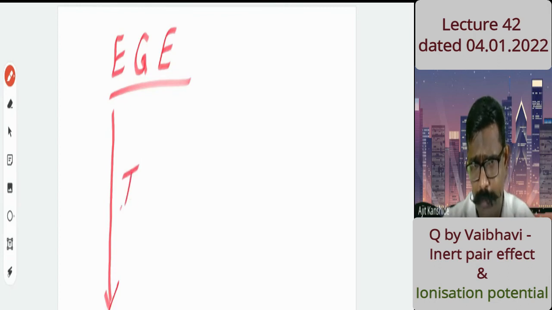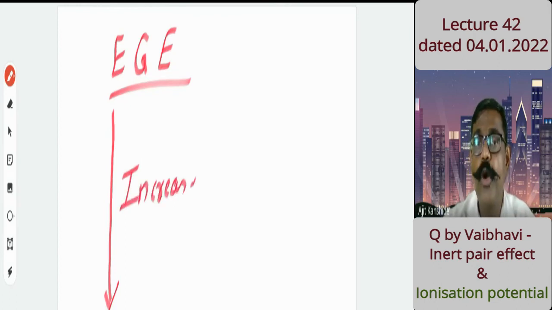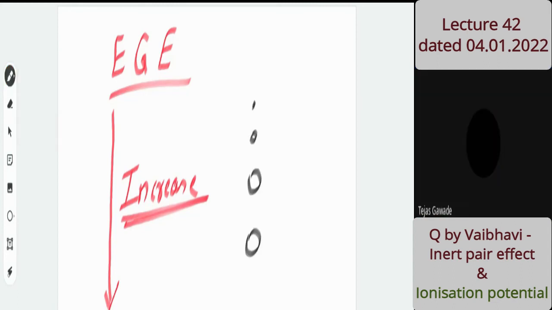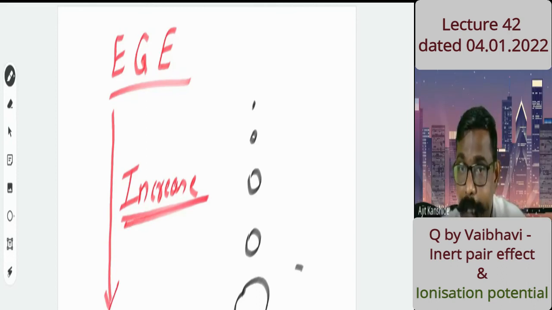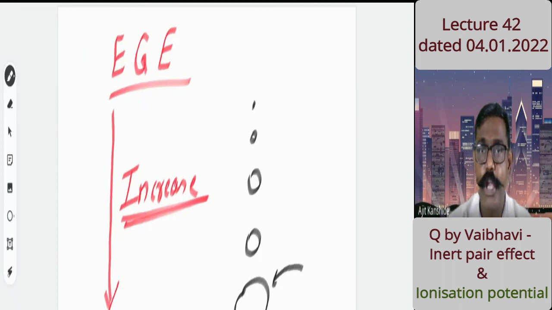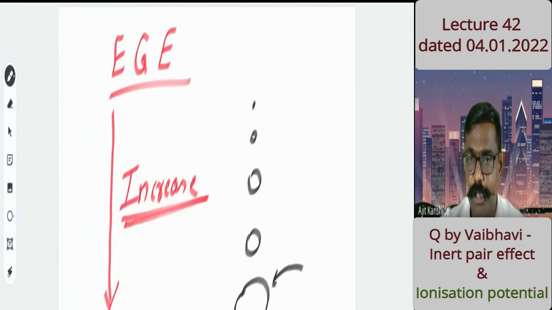Whatever answer you are writing, you are saying increase. I want to verify that. Just help me: atomic size increases or decreases? Increases. Yes, increases. So for entry of an electron with strong attraction, where will the strong attraction be, in this case or in this case?